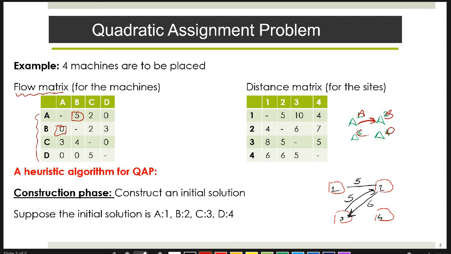I know the flow between each pair of machines. I know how many trips between B and C, how many trips between D and B. I know all of them. So this is the problem data. There are 4 candidate sites and 4 machines to be located in these candidate sites. We know the distances between the candidate sites, and we know the flow between the machines.